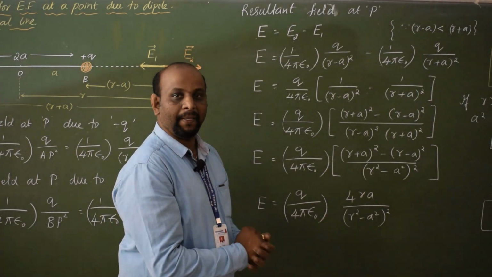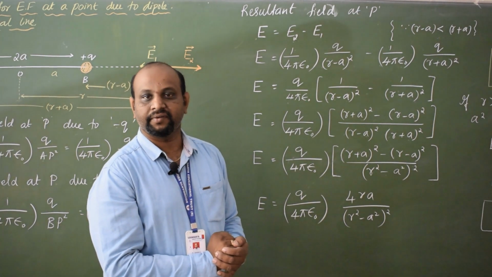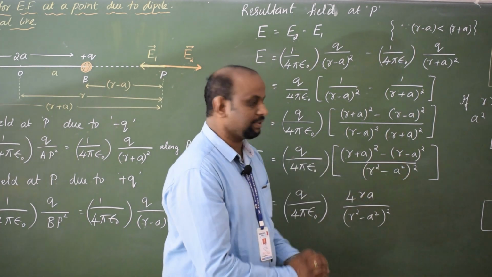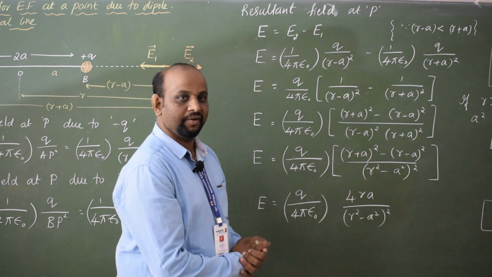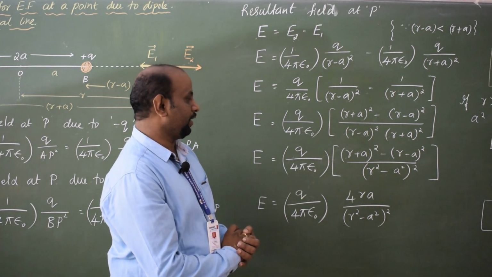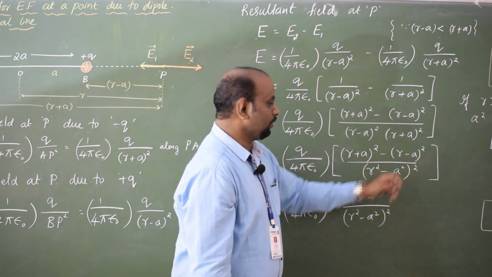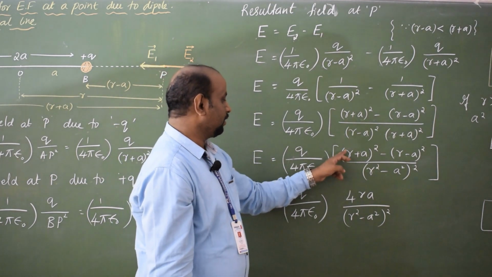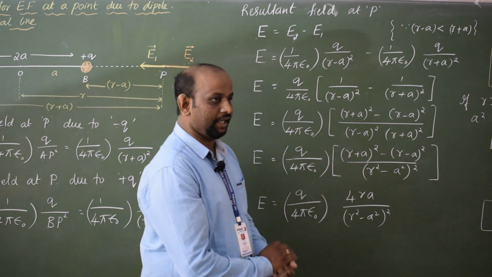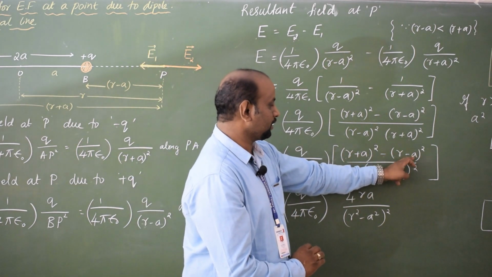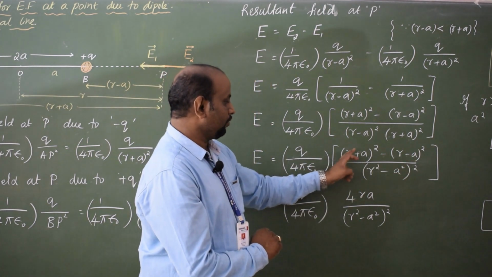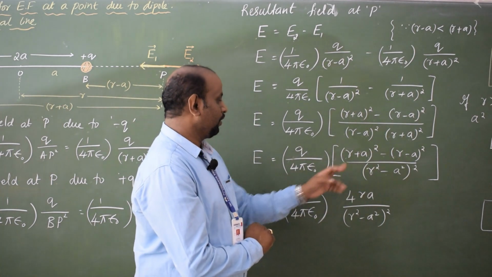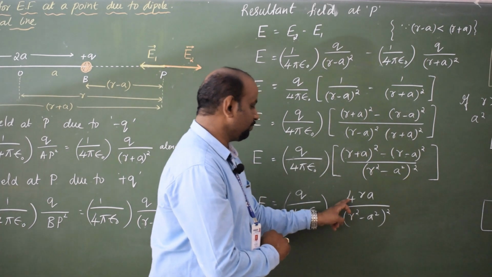And it is in the form of A plus B whole square minus A minus B whole square. A plus B whole square is A square plus B square plus 2AB. Similarly, A minus B whole square is A square plus B square minus 2AB. Here, that means R square plus A square plus 2RA minus R square plus A square minus 2RA. R square minus R square gets cancelled. A square minus A square gets cancelled. 2RA and 2RA becomes 4RA.